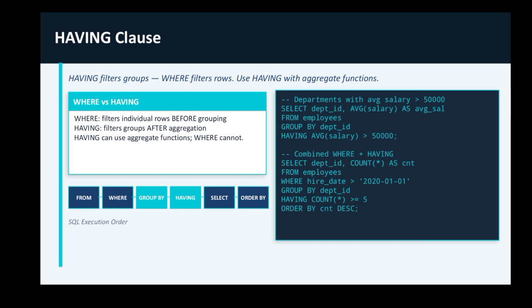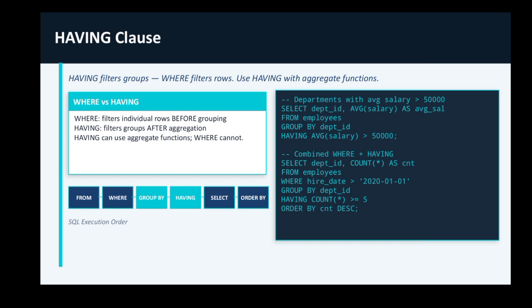Having is often confused with where, but they serve fundamentally different purposes. Where filters individual rows before grouping. Having filters groups after aggregation. This is why aggregation functions like average or count can be used in having but not in where. In the SQL execution pipeline, it starts from where, group by, having, select, order by. Here, having sits right after group by, which reflects when it logically applies.